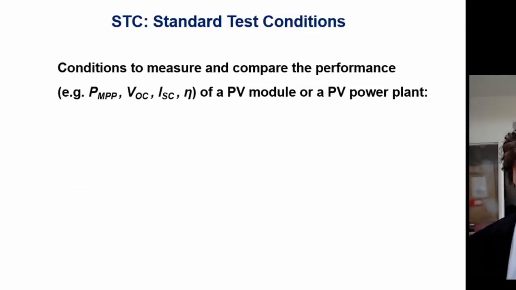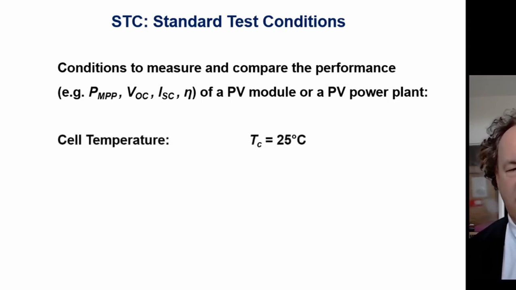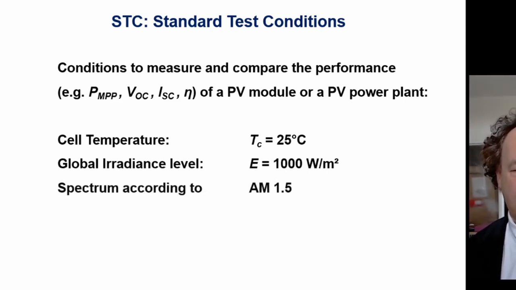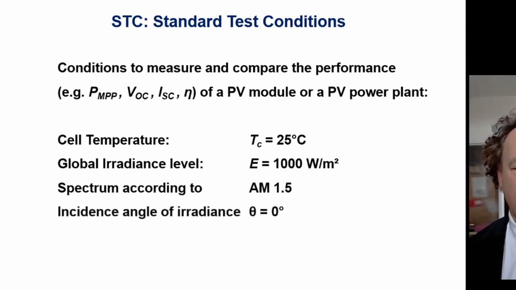Usually, if you buy a solar module, you have a given power output, and usually this power output refers to the standard test conditions. These standard test conditions are the following. You have the cell temperature, for example, 25 degrees, an irradiance level of 1000 watt per square meter, which is quite a lot, which seldom occurs in Germany, a spectrum according to AM1.5, an incidence angle of the irradiance of 0 degrees, so the irradiance hits perpendicular to the solar module.